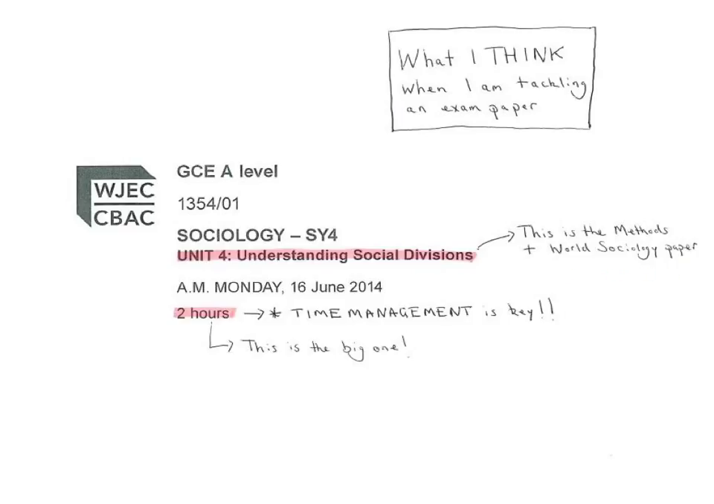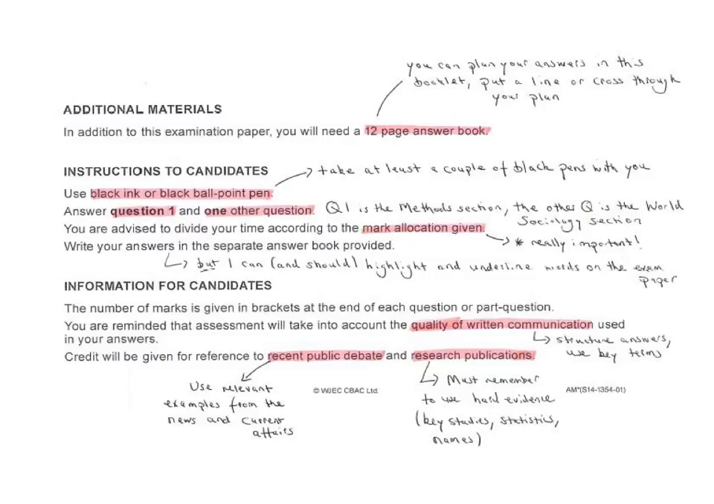In terms of time management, it's 2 hours, and time management is crucial for examination success on any paper, and this, remember, is the big one. This is worth 60% of the available marks for the A2 year. The rest of the front cover of the SY4 exam will look like this.